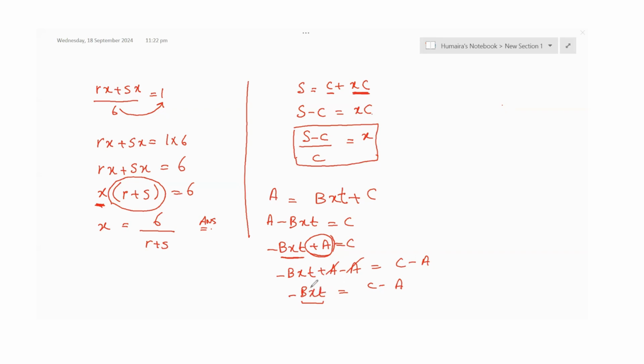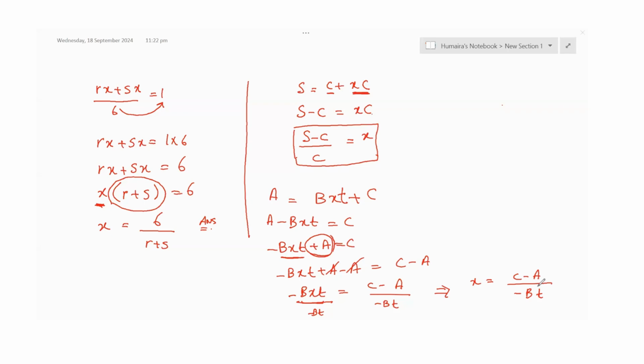So we just need only x. It means we have to eliminate negative bt. So what if we divide both sides with negative bt, then we will be able to have the value of x, right? Yes. And if we divide this side with negative bt and this side also with negative bt, it will give us x is equal to c minus a over negative bt. Getting it?